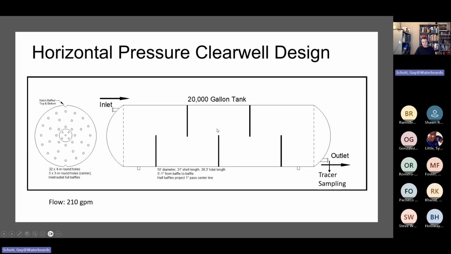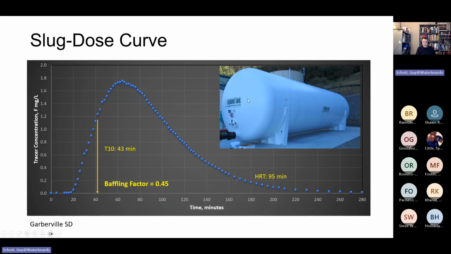For this particular design, the manufacturer thought the baffling factor should be around 0.7, which it wouldn't achieve based on just looking at this. So this is what the vessel looked like, and this is what the curve looked like. This is a slug dose, and it ended up being a 0.45 baffling factor. The hydraulic residence time is 95 minutes, and so I carried out the study up to 280 minutes.